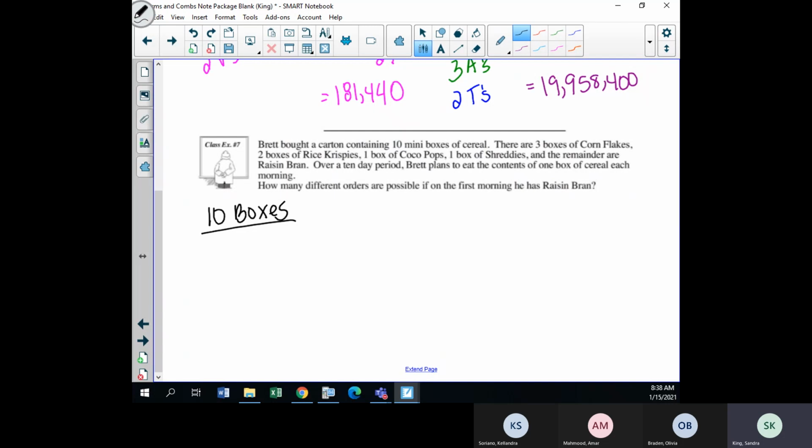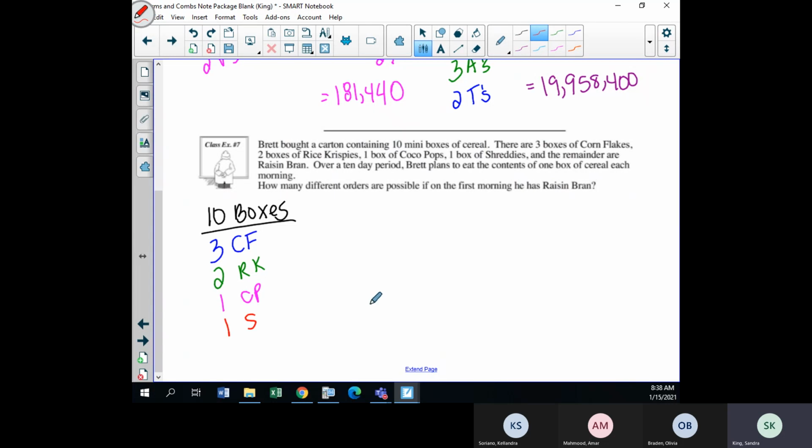And let's write how many little boxes of each. So there's 3 boxes of cornflakes. So let's write 3 CF for the 3 cornflakes. There's 2 Rice Krispies, RK. There's 1 Cocoa Pops. There's 1 box of Shreddies. And then it says the remainder are Raisin Bran.